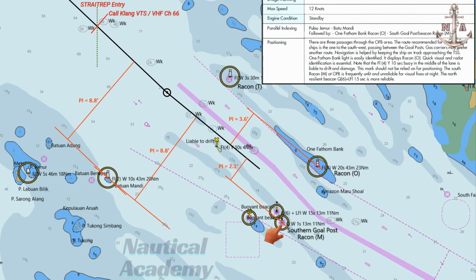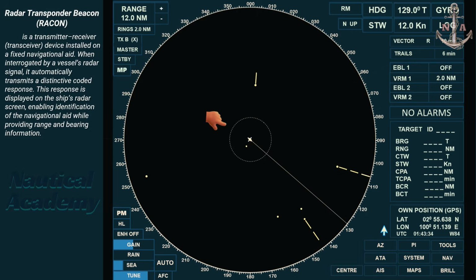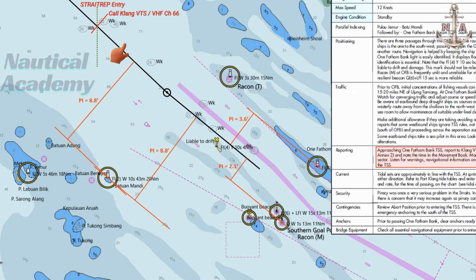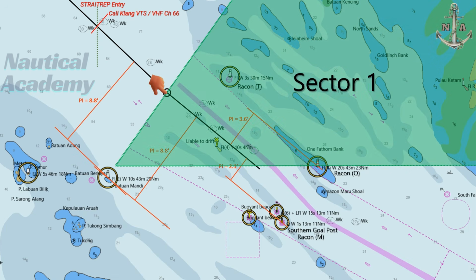This southern goal post racon Mike is frequently unlit, making it unreliable for visual fixes at night. However, it remains a useful reference for radar fixing because it displays a Morse signal on the radar PPI. The reporting requirement stated for Sector 1 refers to this reporting point when approaching the 1-fathom bank TSS. While we are in Sector 1, the VHF radio should remain on standby on channel 66.